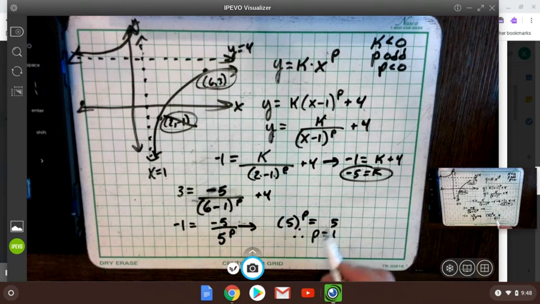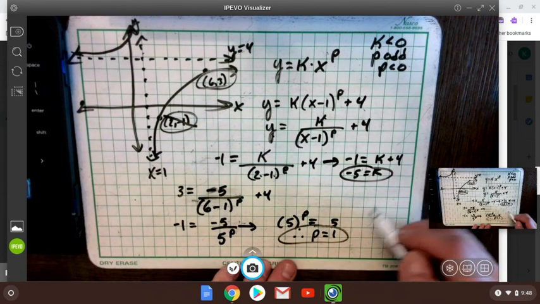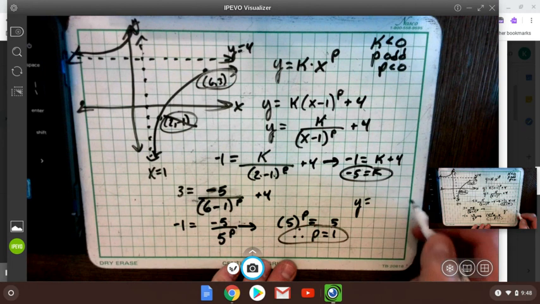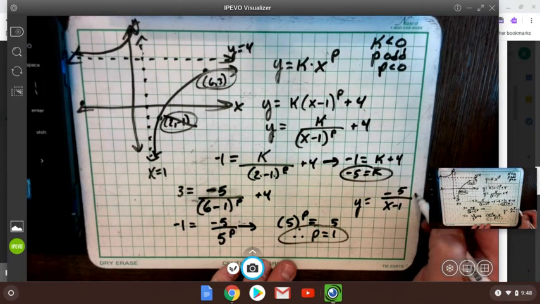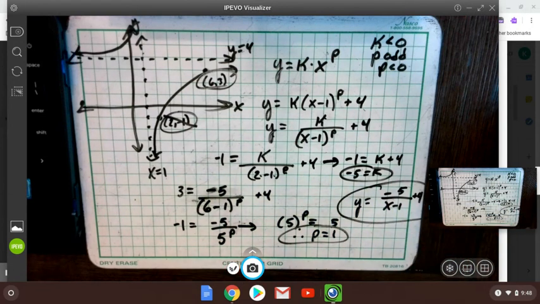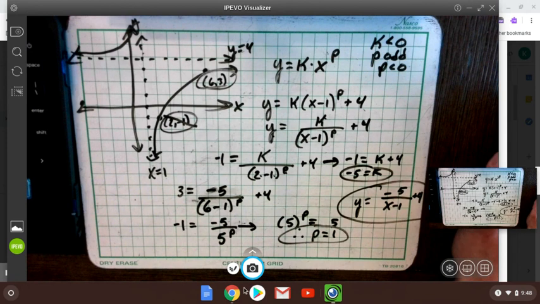Okay. And now, last but not least, you just have to write your equation, which is going to be negative 5 all over x minus 1, plus 4. And there you go.